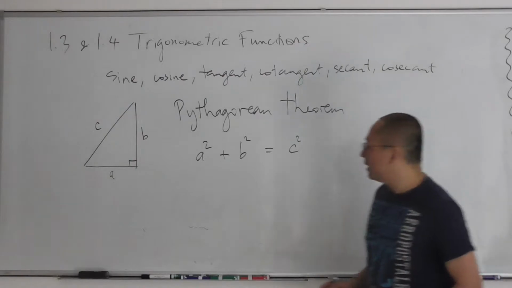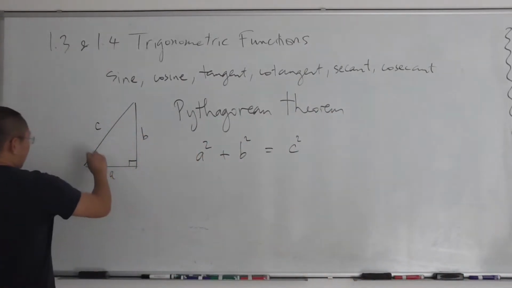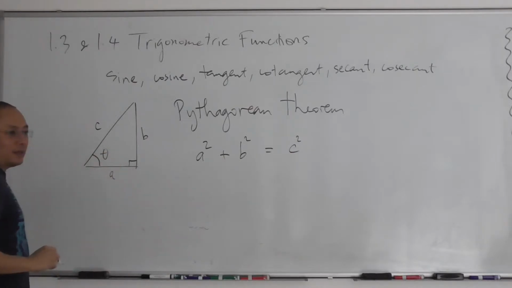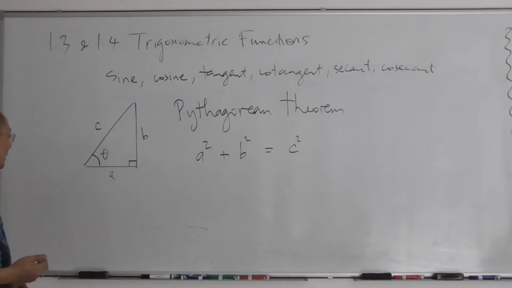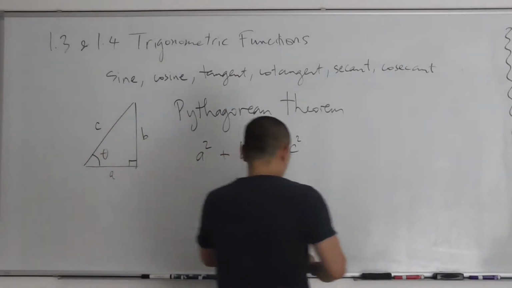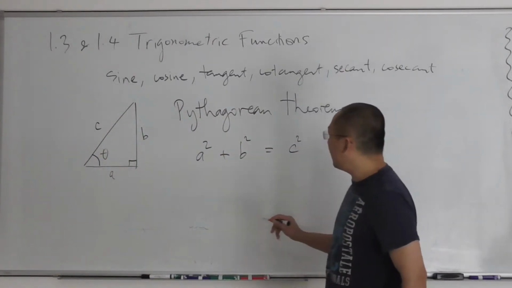Now, let's call the angle right here theta. Theta is a Greek letter. It's like the letter T in our ABC alphabet. It is our tradition to denote angles in trigonometry using Greek letters, so I'll follow that tradition and call it angle theta. What we're going to learn here are the 6 basic trig functions.